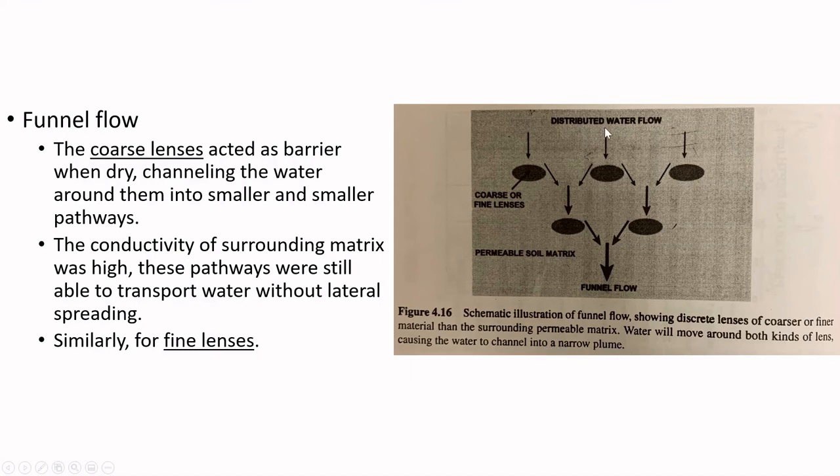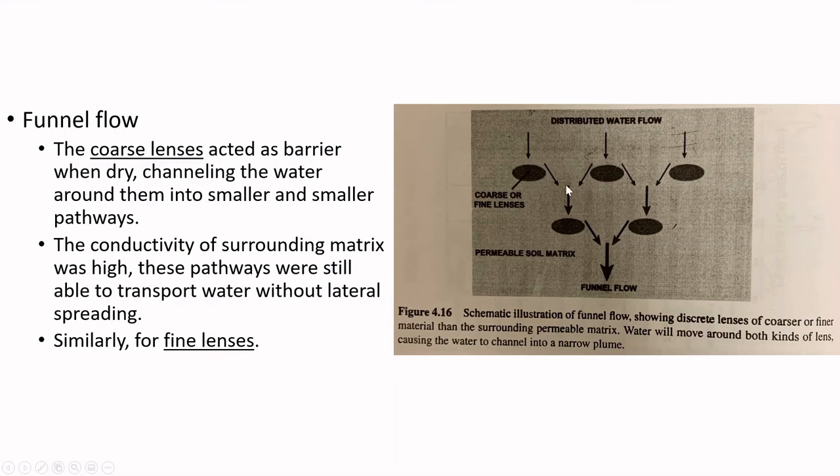So when the water hits the lens, it will flow to the side. And when it hits a lens again, it will flow to the side again. So sometimes it might gather, and then we have this kind of funnel flow actually happening. In funnel flow, the coarse lenses act as a barrier, as a restriction when dry, channeling the water around them into smaller and smaller pathways.